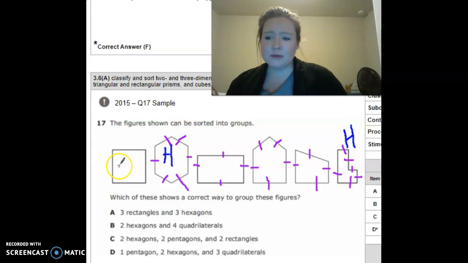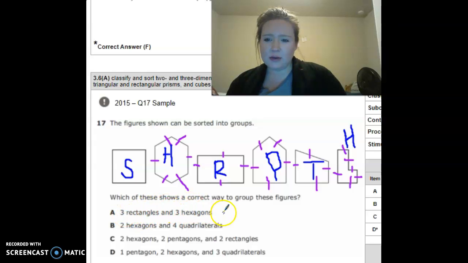Okay, what was this one? Good, a square. What is this one? A rectangle. What's this one? A pentagon. And what's this one? Good, a trapezoid. All right, let's look at this, okay?